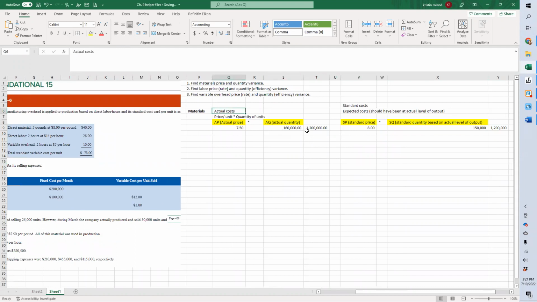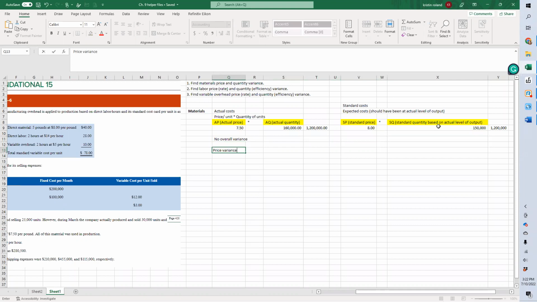Okay, so my actual costs were 1.2, and my standard cost, what we expected to spend at this level of output, was 1.2. So there's no variance, okay? But we want to dig in a little bit deeper because we can tell right away, right, that our price for the wood was cheaper than we expected, and we actually used more wood than we expected. So we want to find out what amount of variances are as a result of price and quantity.